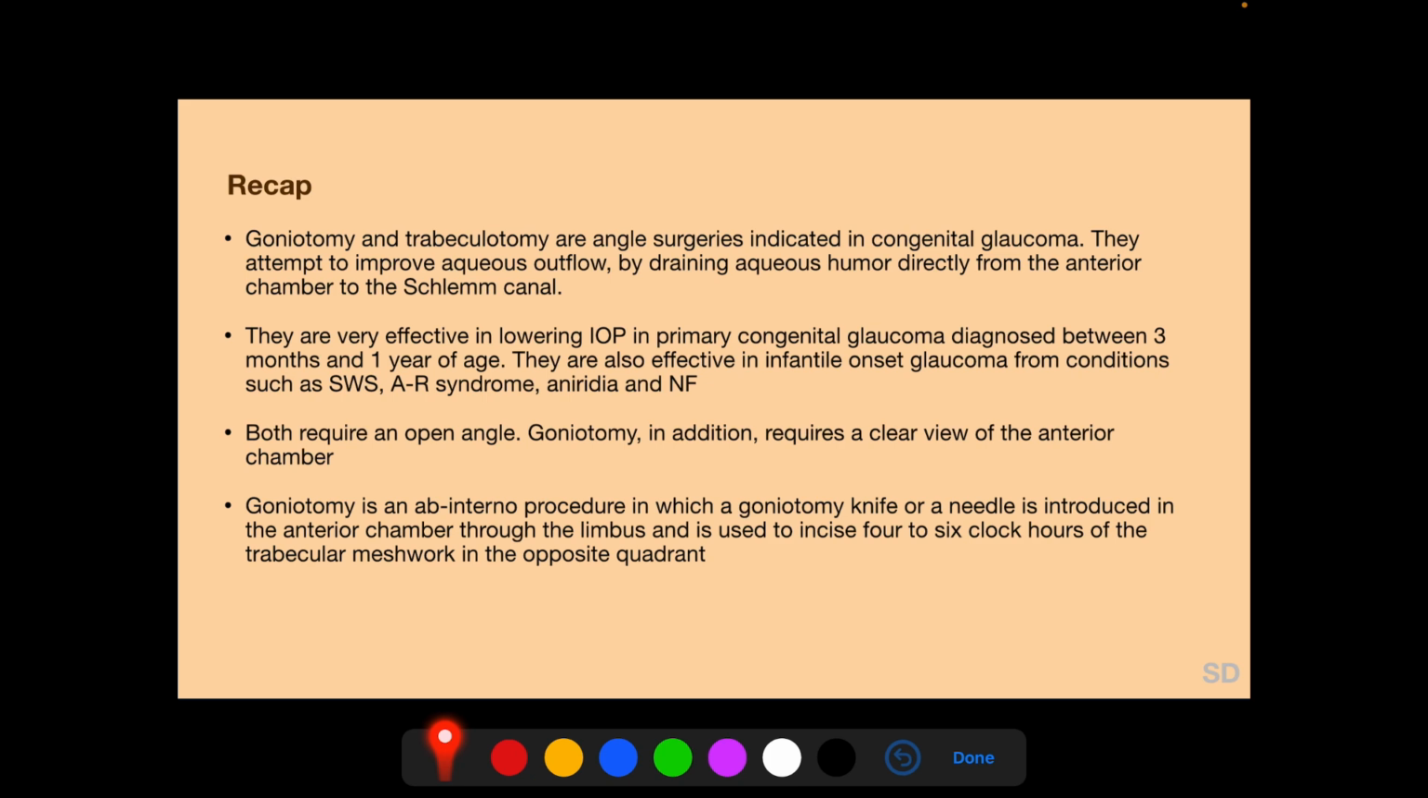Both goniotomy and trabeculotomy require an open angle. Goniotomy in addition requires a clear view of the anterior chamber. Goniotomy is an ab interno procedure in which a goniotomy knife or needle is introduced into the anterior chamber through the limbus and is used to incise 4 to 6 clock hours of the trabecular meshwork in the opposite quadrant.